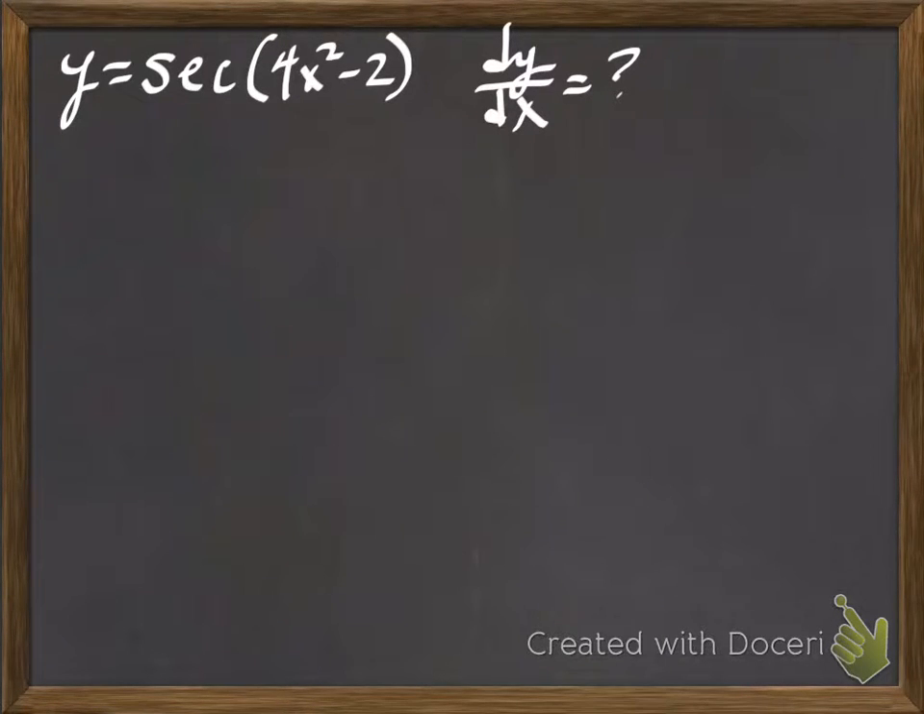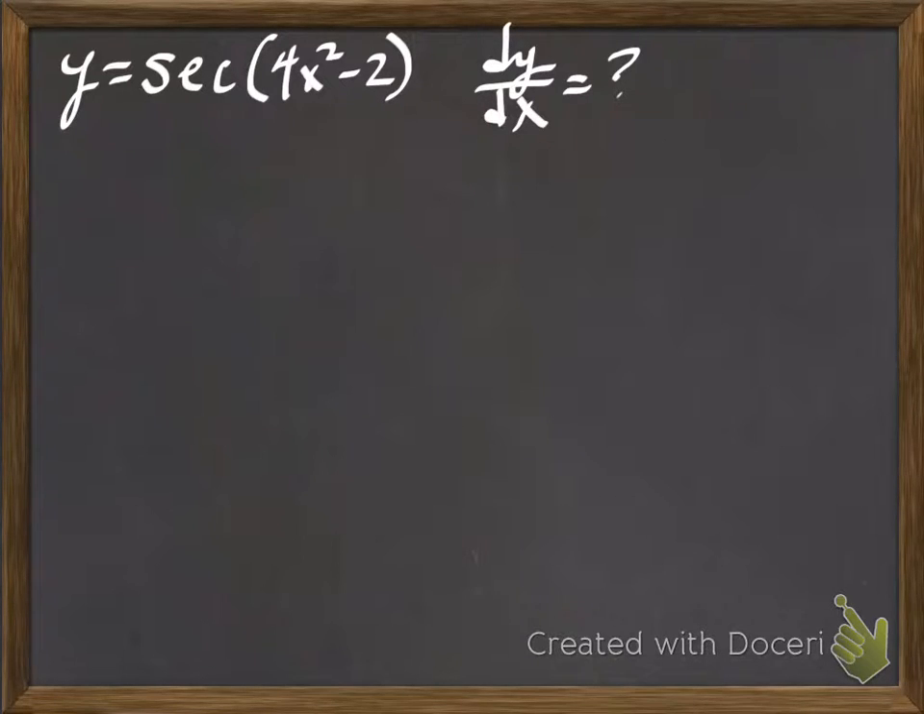Hey class, Mr. Mohidian here with another mixed bag of derivative problems to help you out with, in addition to the practice test. So here we're asked to find the derivative of secant of 4x squared minus 2. The derivative of secant of x is secant x tan x.